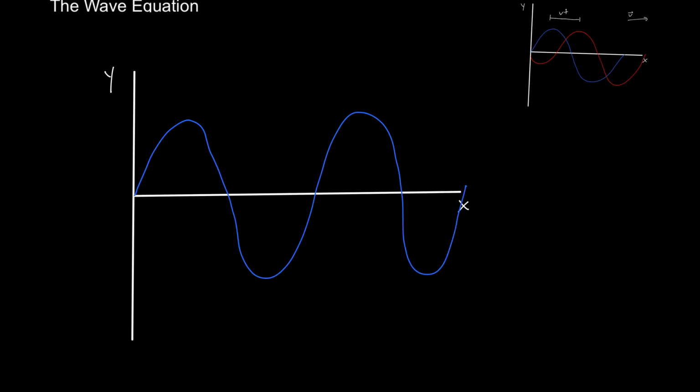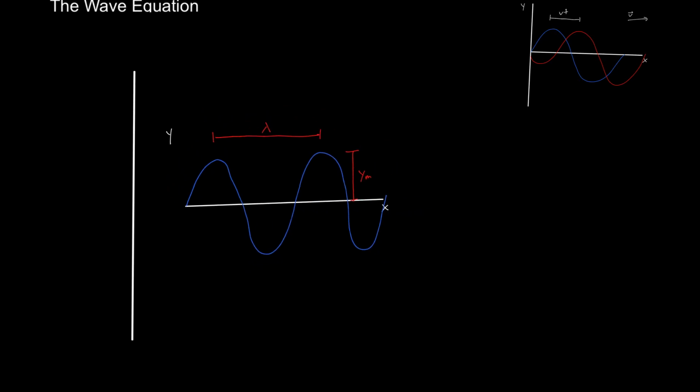Something like that. And there are some parameters we want to define, such as the amplitude of the wave. So this is the maximum displacement from 0. And then we also have the wavelength of the wave. And that's the distance between two crests or the distance between two troughs in the wave. And you've seen this before.